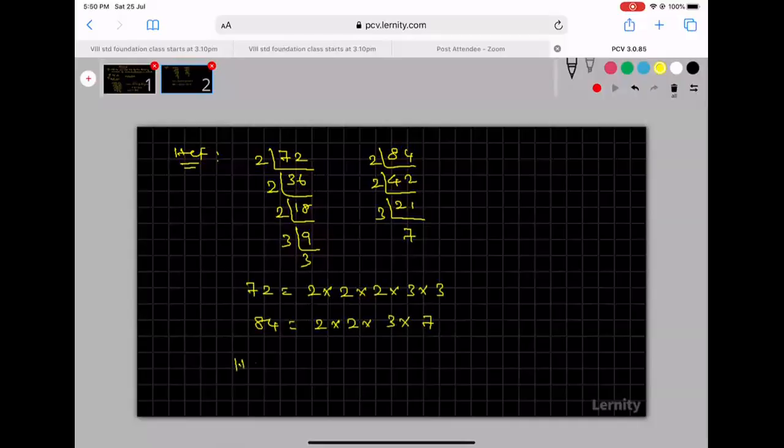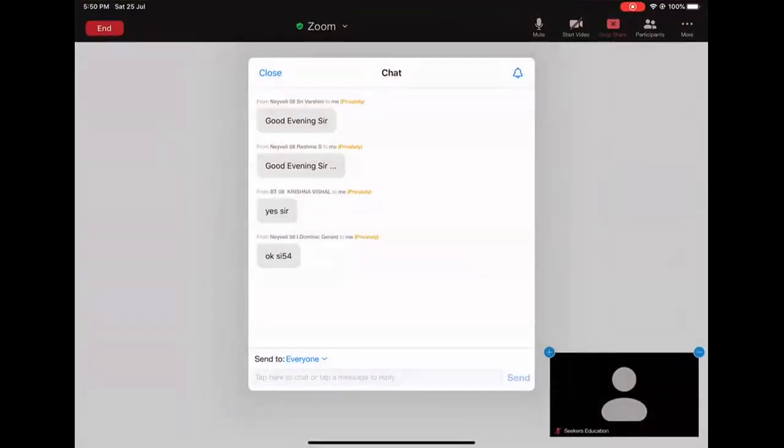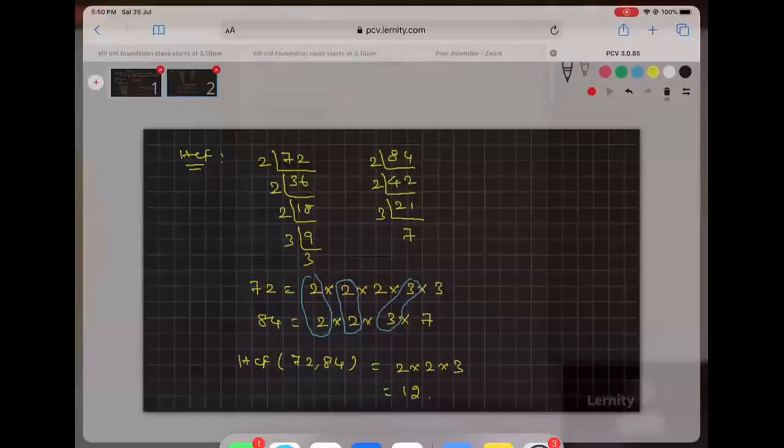So I want to find the HCF. HCF of 72, 84 means which one is common here? You see this 2 is common, both have two 2s in common, and then this 3 is common. So I can write this as 2 into 2 into 3. So here my HCF is 12. Okay, this is my LCM and HCF. Are you able to understand this? Okay, I will move to next.